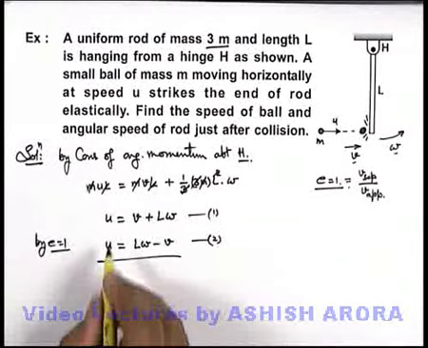If we add the two equations, we get 2u is equal to 2L omega. That means omega is u by L. If we substitute the value of omega in equation 1, we get u is equal to v plus u, and this gives v equal to 0. That means after collision the ball will come to rest and the rod will move with the angular speed omega given by u by L. So both of these results, the angular speed after collision and the linear speed of the ball after collision, are our answers.